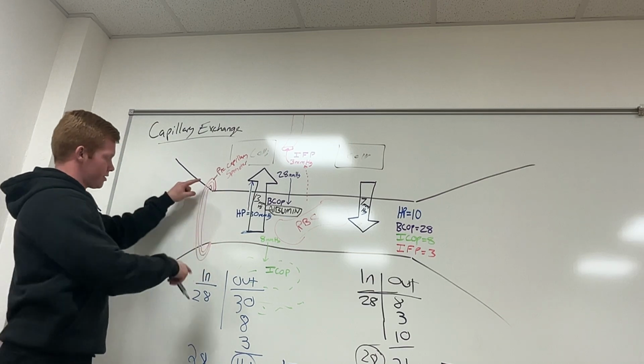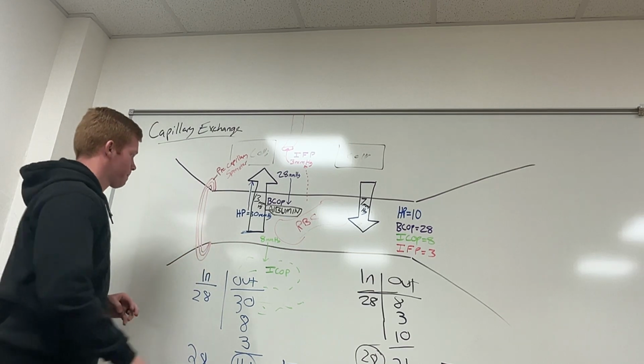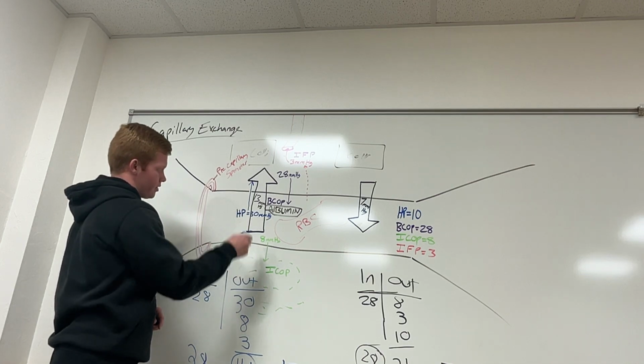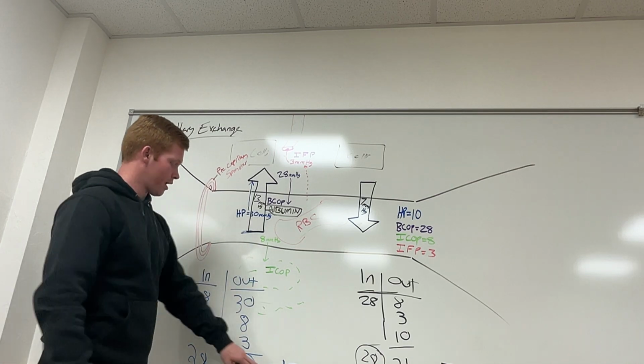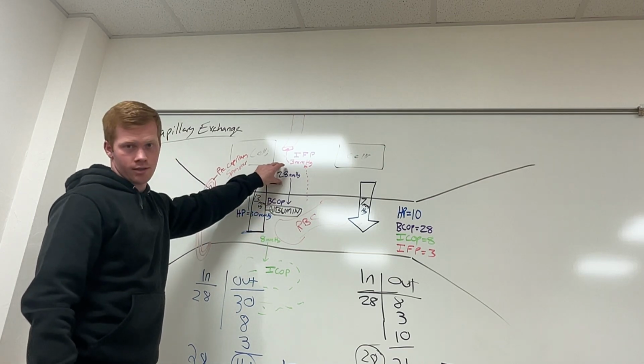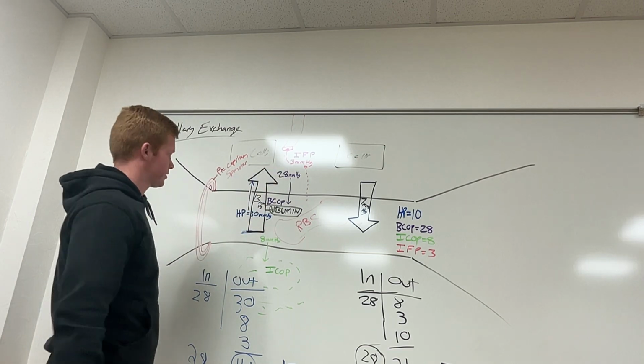Blood's coming in, the sphincters can't stop it. It's being overpowered. HP is going to go up. If we have HP go up, we're going to have a lot more going out. So that can cause edema. Edema is buildup of fluid in the interstitial space.